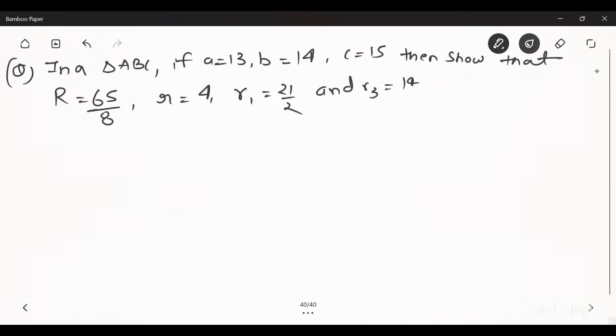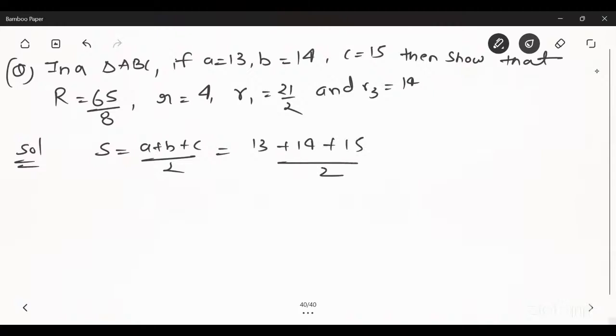For all that, firstly we have to find the value of s. We know that s is equal to (a plus b plus c) by 2. Here a is 13, b is 14, c is 15, over 2. So 13 plus 14 plus 15 is 42, by 2. You will get the value of s as 21.